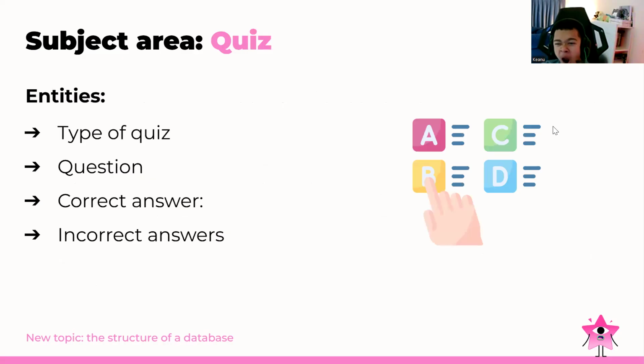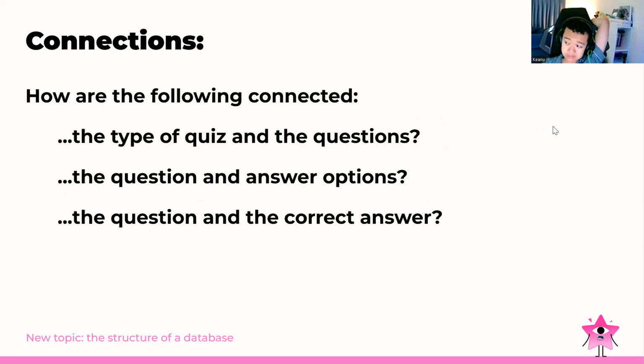And for the subject area for quiz, we have these kinds of entities. We have the type of quiz. We also have the questions, of course, and also the correct answer, and then also the incorrect answers. So basically, the correct answer will be only one possible answer, and for incorrect there will be four when we have five kinds of options.